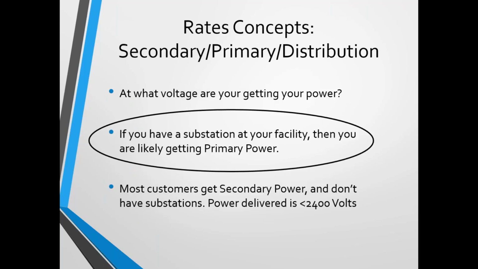Okay, another concept is secondary, primary, and distribution. What this is about is, at what voltage are you getting your electricity? So most folks are getting secondary power, and it's not a very high voltage. But some organizations, like big hospitals or campuses or certainly factories, are going to have transmission lines. They own their own transmission lines, or maybe the utility does, but the transmission lines actually are on their property.